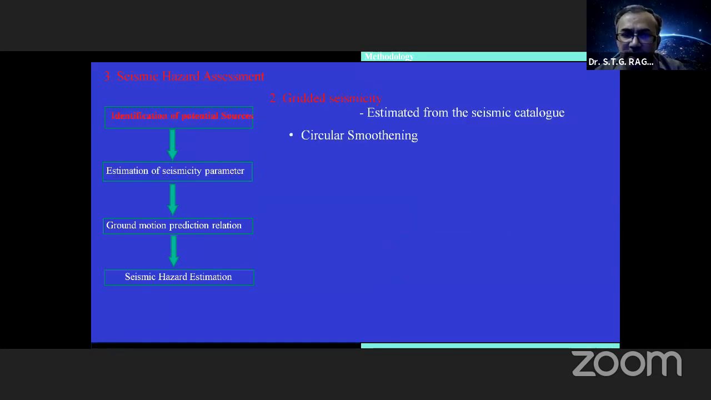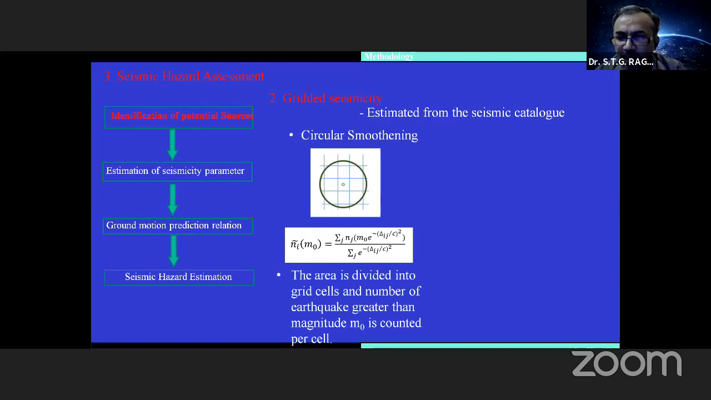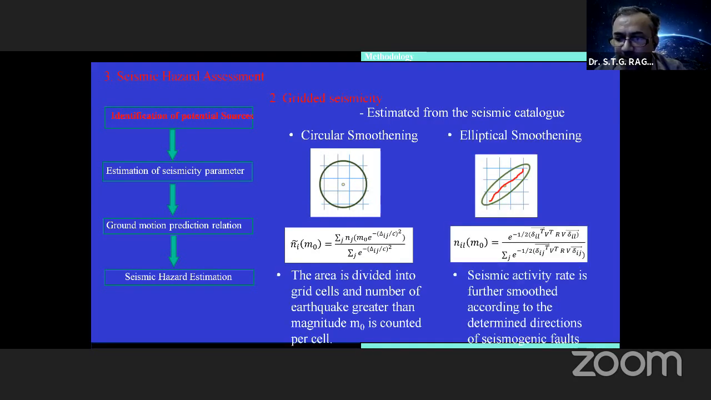Now in India, we have to do this gridded seismicity also. So we have used a technique known as the elliptical smoothing technique, which is a combination of faults as well as the seismic activity. In India, the faults are known, but there are many faults which are not known, but earthquakes are occurring actually. So elliptical smoothing can integrate these two, the epicenters and the faults, to find out the activity rates also.